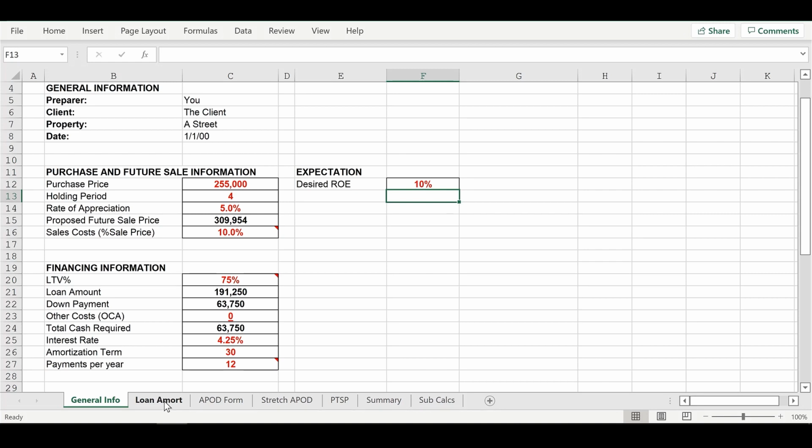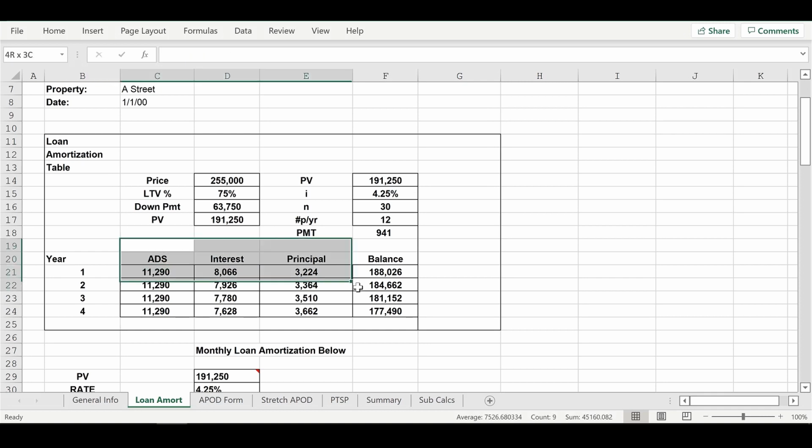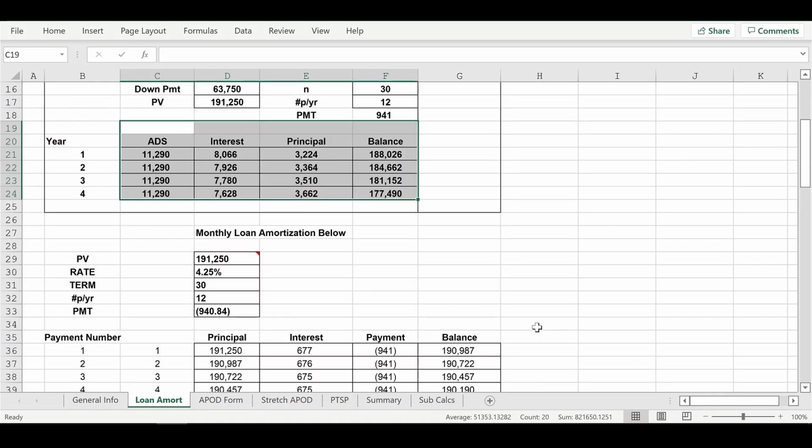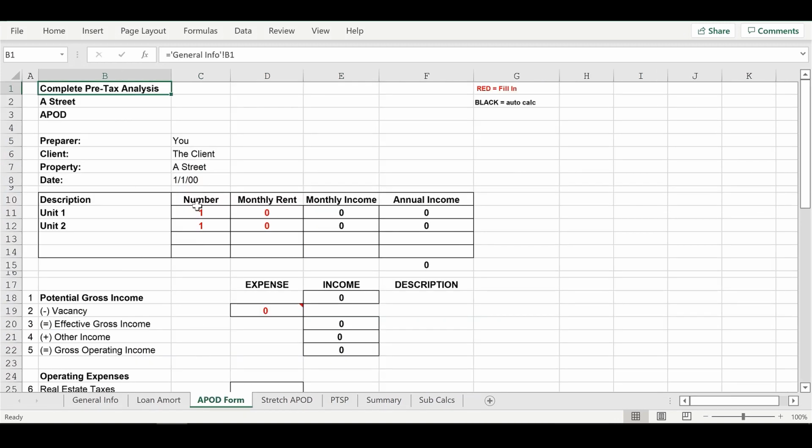So we'll go to the next page here, the loan amortization. And this is all completed for you. This is the loan amortization matrix. And you have all the payments, payment by payment, down below it. Now we'll go and build an APOD form.